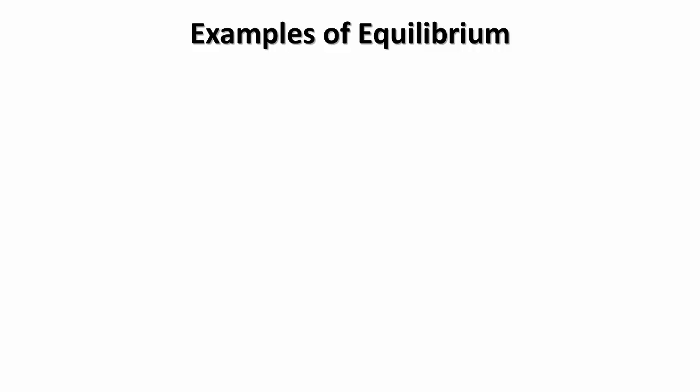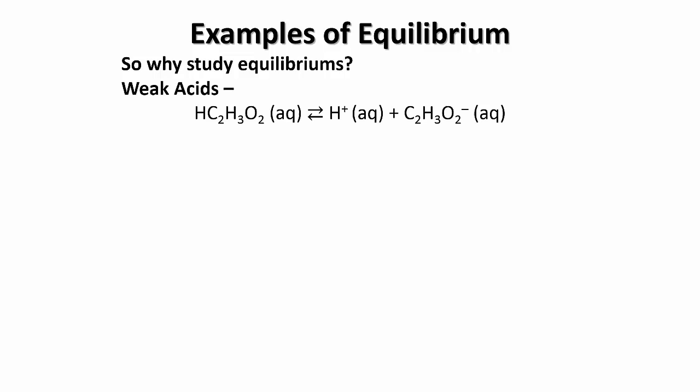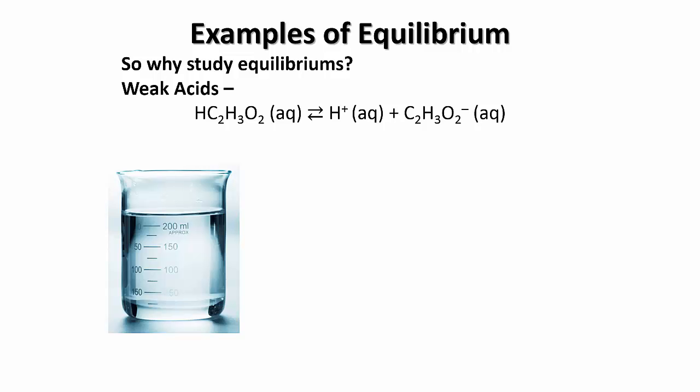So let's look at some examples of equilibrium. They're going to help us understand why we study equilibriums, why they're important. So let's look at weak acids. So HC2H3O2, acetic acid. It's a weak acid, which means it's not going to fully ionize in water. So it's going to only partially form H+ and C2H3O2-. Okay, that's vinegar. All right. Now, if we just look at a solution of vinegar, we don't actually see the back and forth like we saw with the brome cresol. Okay, not everything is going to be visual.